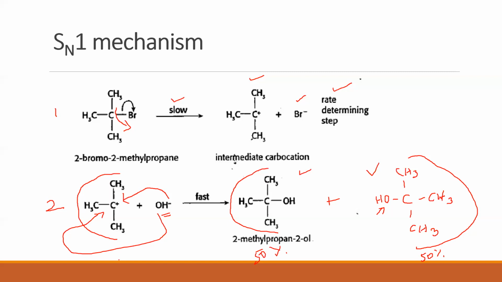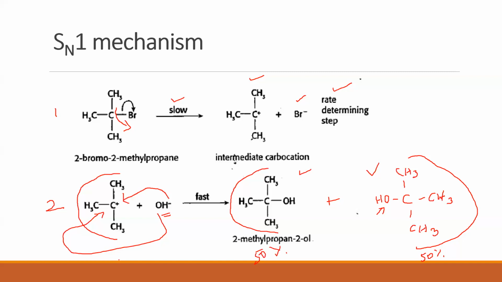Able to figure out anything? Why does both front side attack as well as back side attack happen in SN1, giving rise to inverted product as well as retained product? Okay, let me give you the answer.